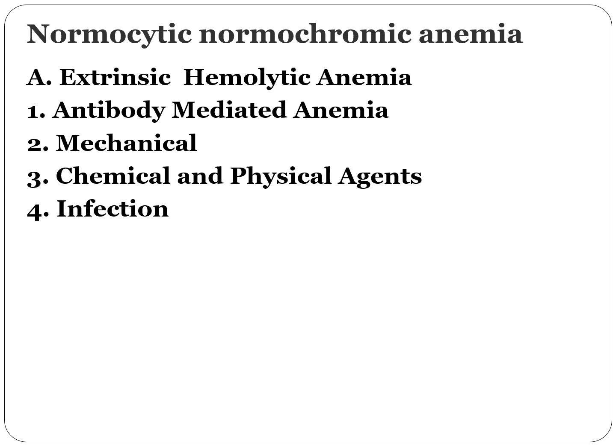So next topic is the normocytic normochromic anemia. Under normocytic, we have the extrinsic hemolytic anemia. Under extrinsic, we have the antibody-mediated, the mechanical, chemical, and physical agent. And lastly would be the infection.